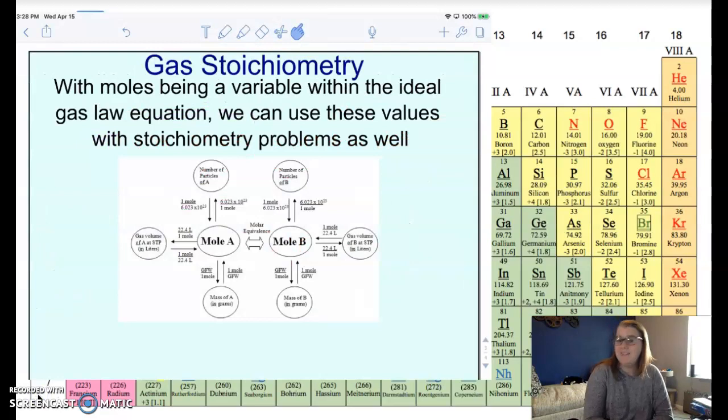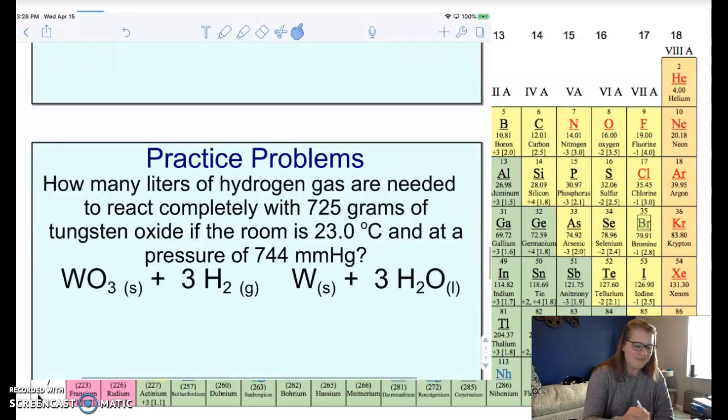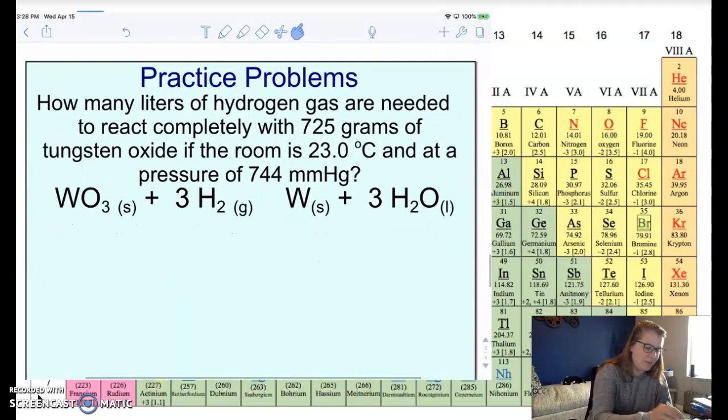So, fun fact, since PV=nRT has moles, has n in it, now that we can solve for moles with PV=nRT, we can basically do all the other stuff we've ever done with moles before. Stoichiometry, yay! If you solve for moles, you can go ahead and do anything else we've done up until this point. So let's try it. Here's a problem.